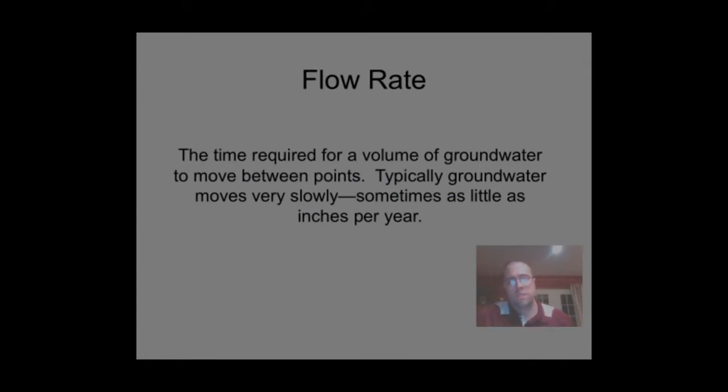Flow rate is the time required for a volume of groundwater to move between 2 points. So how fast is it moving from point A to point B over a given amount of time? That's a rate. Distance over time. Typically groundwater moves pretty slow. We're talking inches per year, 2-3 inches per year. Of course, it certainly depends on the substrate or the strata, whether it's gravel or sand or something like that. It will have some different flow rates.